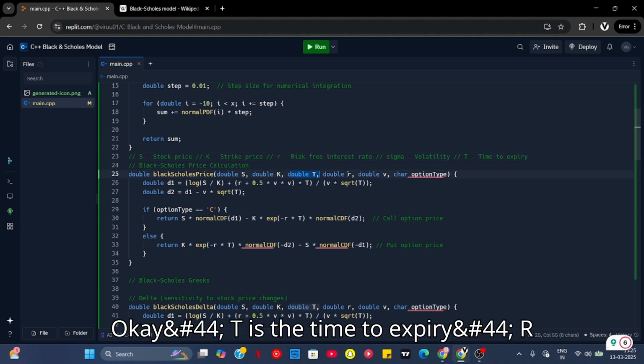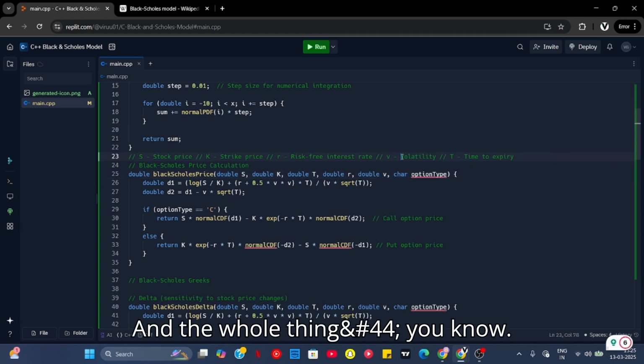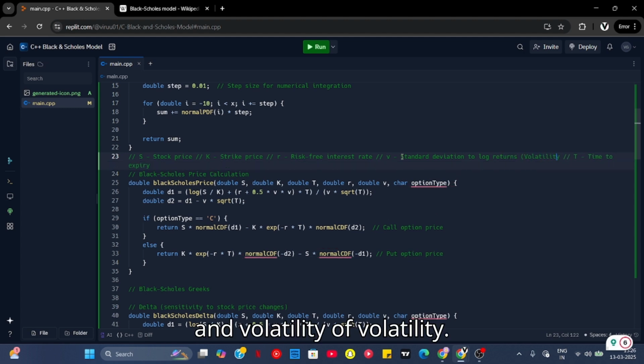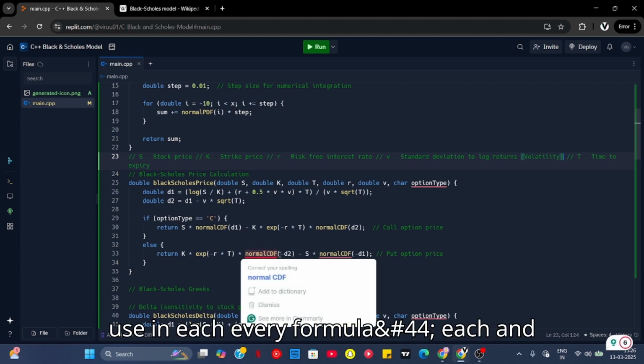Okay, T is the time to expiry, R is the interest rate, and V is the volatility. It should be V. And the whole thing, it's standard deviation to log returns and volatility of volatility. So these are our five factors which we will use in each and every formula.